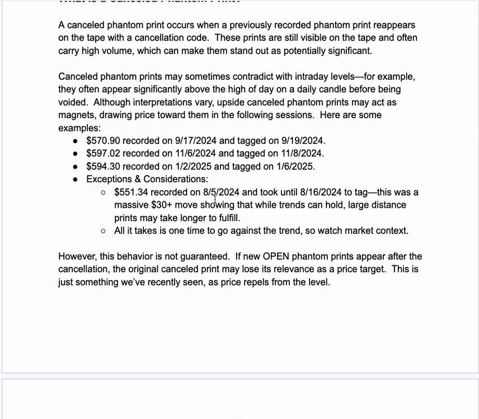In the August lows, we had a Phantom print at 551.34 that was canceled. It took until about the 16th of August to tag, and it was a 30-point difference between spot and strike price. That means we were trading around the 520s when it was recorded, and that was a big difference. So it took a little longer to get there, but it still did. And it's always worth saying this behavior is not guaranteed.